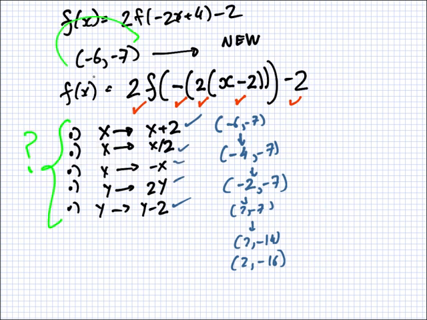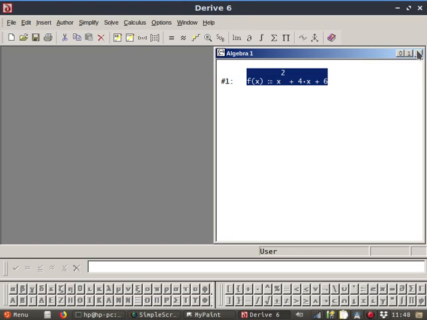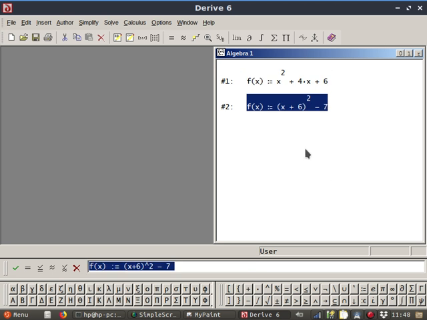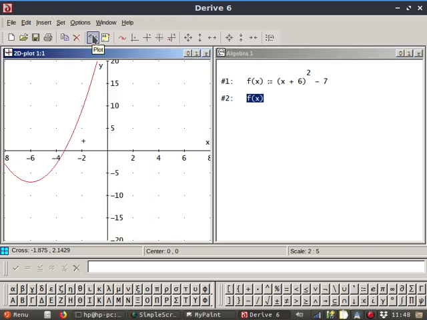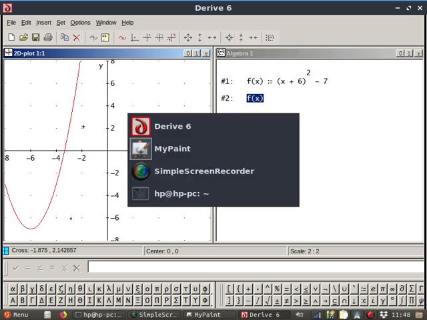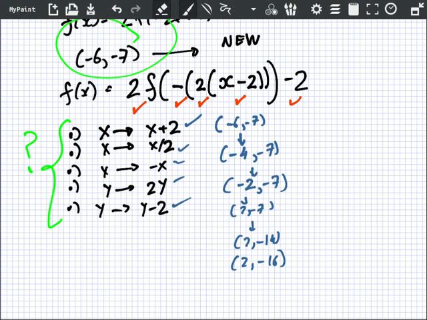I'll make the graph of this. Okay, so I'll make up a function. f(x) equals x plus 6 squared minus 7. Now, can you see here, Ben? So do you see we have, hang on, minus 6, minus 7. Yeah. Then if I do this, I should move it to 2, minus 16.